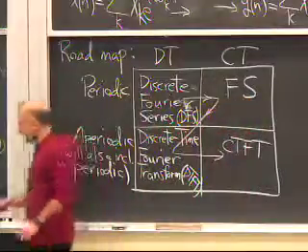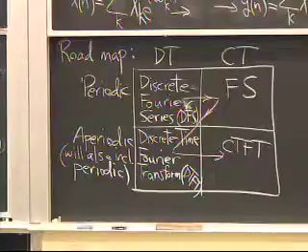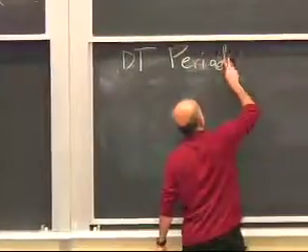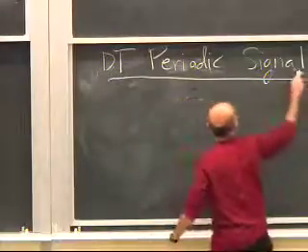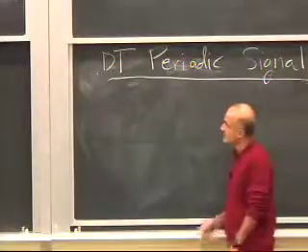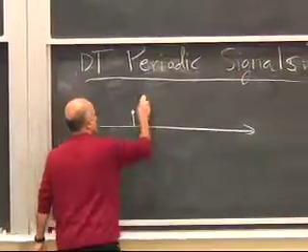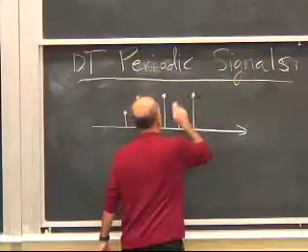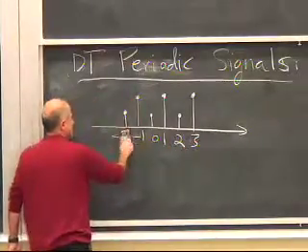So let me start with our first category. So we're talking about discrete time periodic signals. All right. So here's an example of a discrete time periodic signal. 1, 2, 1, 2, 1, 2, and so on. 0, 1, 2, 3, minus 1, minus 2.